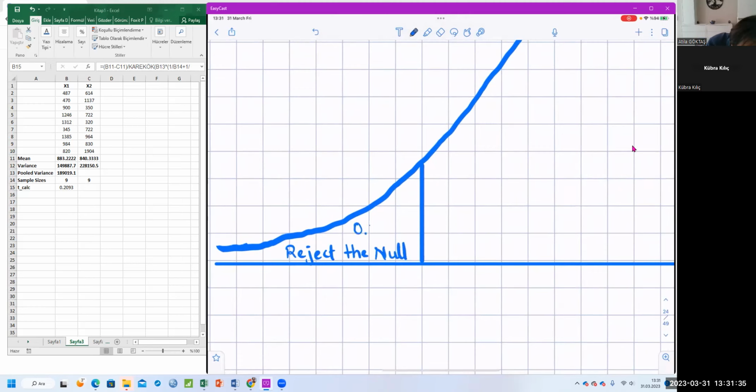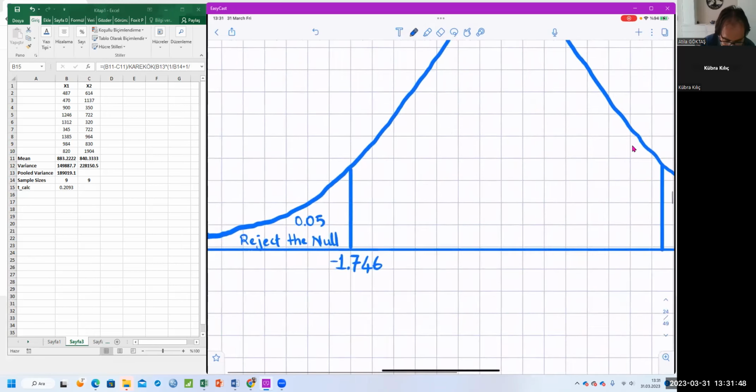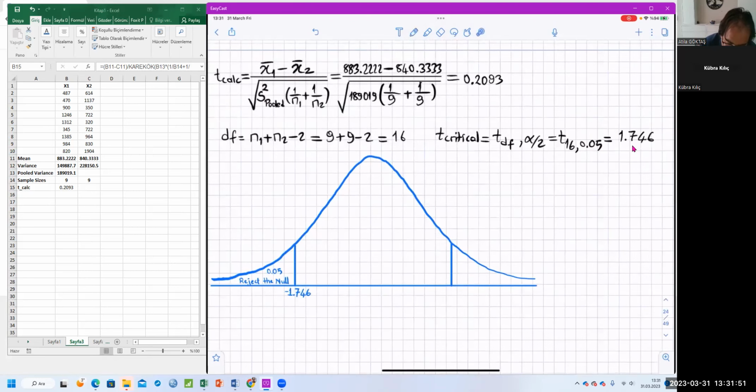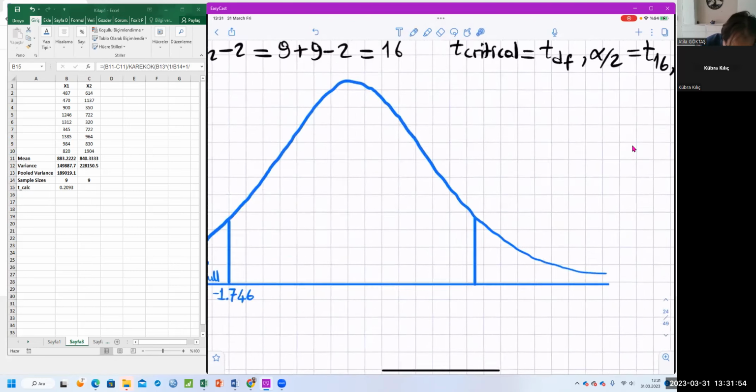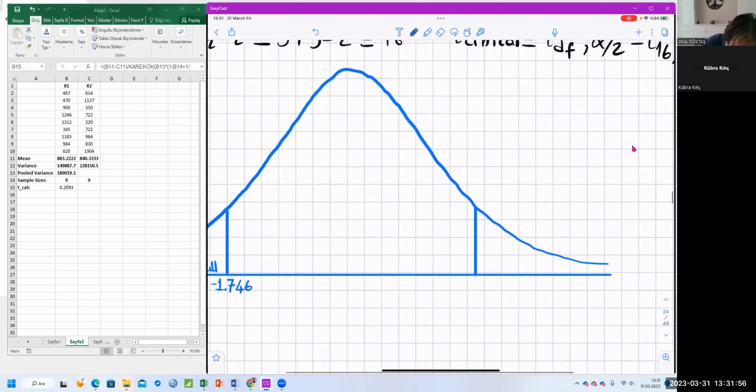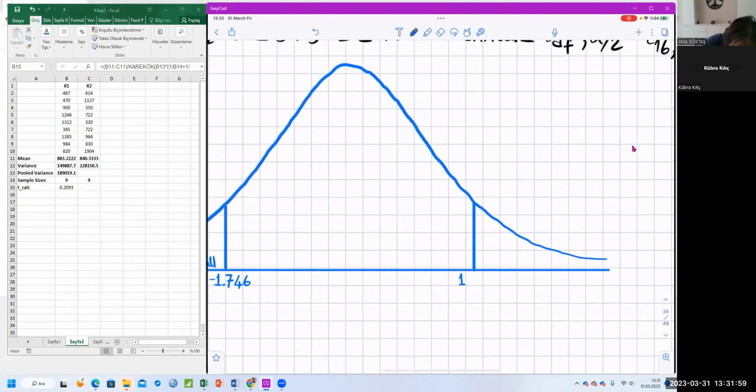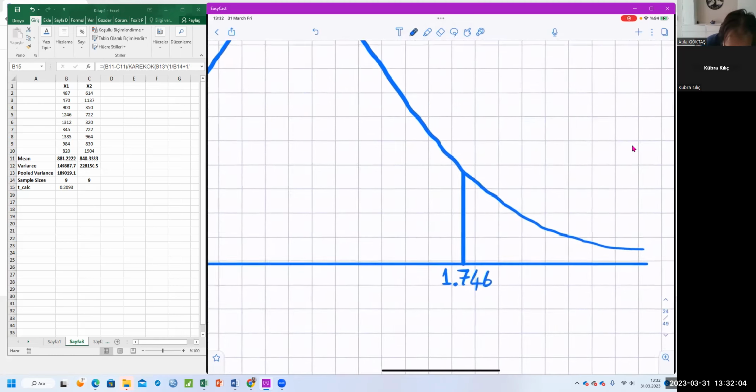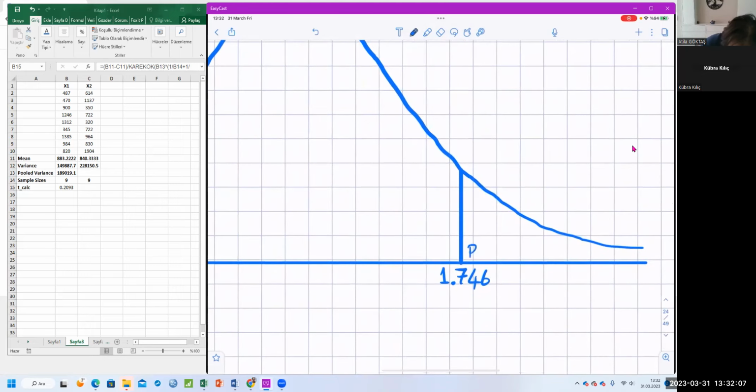This is the 0.05 level of significance. And we have determined it from the table, minus 1.746. This is from the table. And there it is. I wrote it, so I can write it here directly. And I have another one on the right. And this is 1.746, positive. And you reject the null as well. Here on the right side, reject the null.